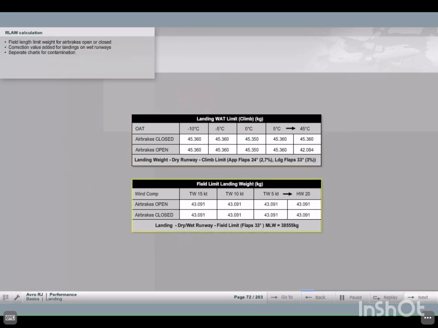The landing weight field length limit data is given for a range of wind components for both air brakes open or closed. A wet correction value has to be applied, if stated, when landing on a wet runway. For contaminated runways, there are separate charts.